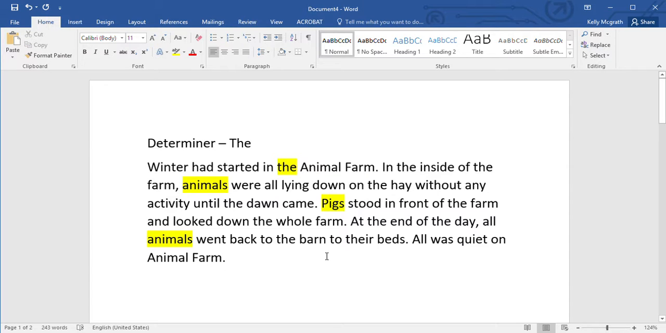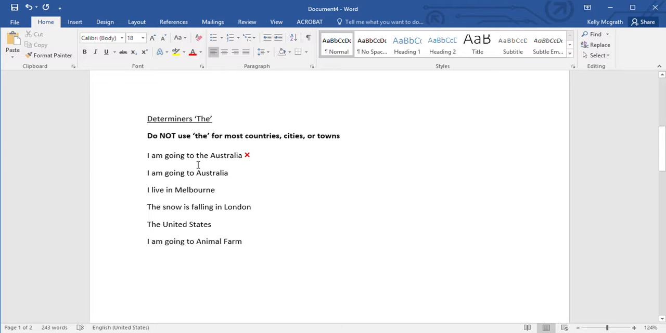Okay, now I'm going to explain each one of these issues, why it's the case. So we'll start with this one. Winter had started in the animal farm. Now, I'll just move down a little bit. So, determiners. When to use "the". Do not use the for most countries, cities, or towns. So, for example, "I am going to the Australia." That is incorrect. I've put a red X there to show that this is not the correct version. Instead, you should say, "I am going to Australia."